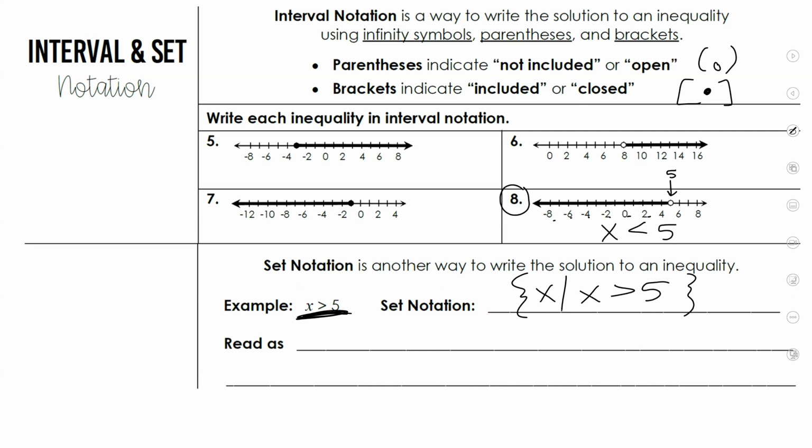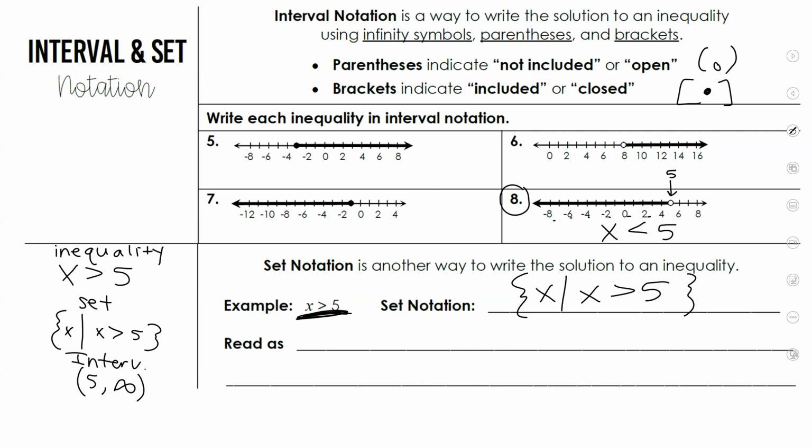So maybe off to the side, you can write a little note. I'll give you different examples. If I write X is greater than 5, this is how you write it in inequality form. If I write it in set form, you just put a curly bracket, X is greater than 5. The third form is interval form. So this would be 5 to infinity. And this is interval form. Those are the 3 different ways to write it.